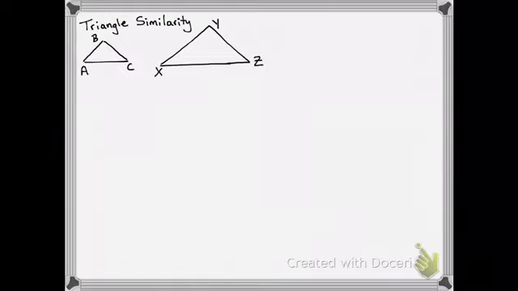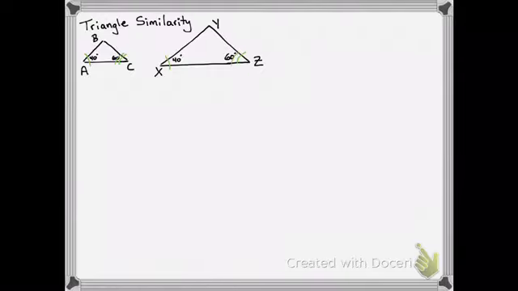I'm going to go ahead and label up some angles in the triangle. Let's say angle A is 40 degrees and angle C is 60 degrees. And over here in triangle XYZ, angle X is also 40 degrees and angle Z is also 60 degrees. So we can see, and I'll use a different color, that angle A and angle X are congruent. Angle C and angle Z are congruent.